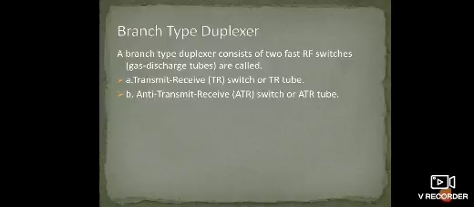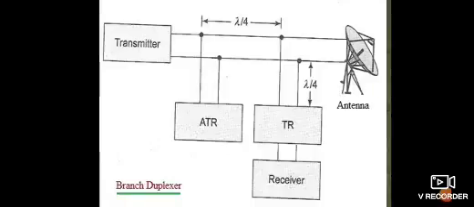And the next one is the anti transmit receive, that is the ATR switch, or we can also call it the ATR tube. In order to work as a duplexer, that is the single pole double throw switch, we have two RF switches. So the block diagram used as a duplexer is a branch duplexer consisting of a transmitter and an antenna, and we have two tubes in our duplexer, that is ATR and TR.